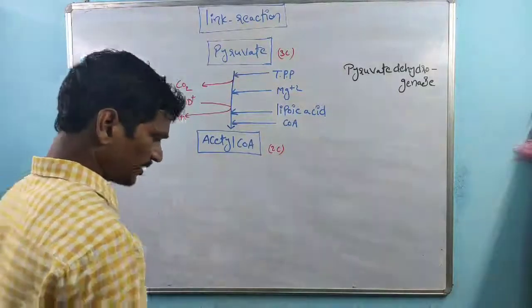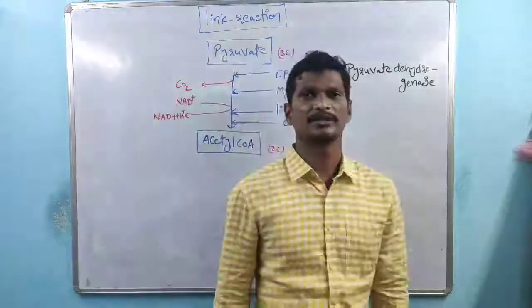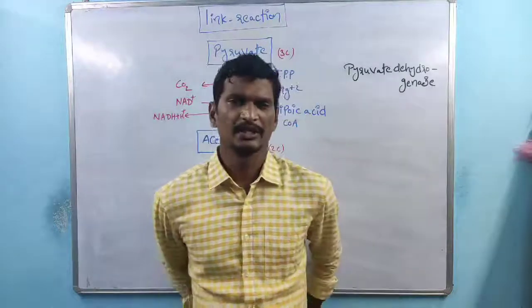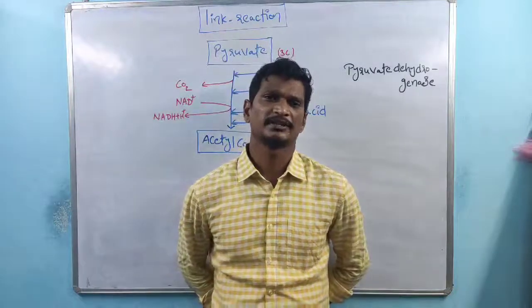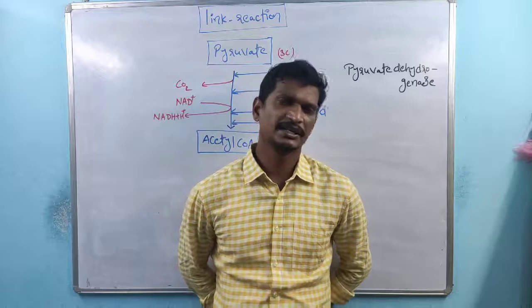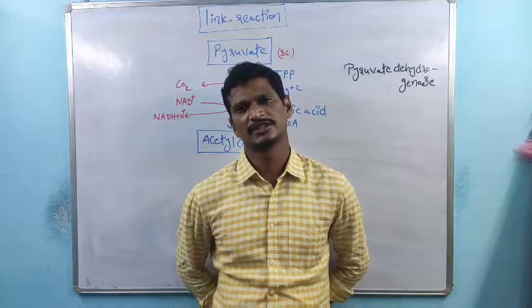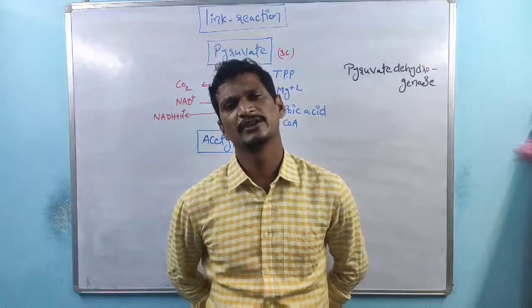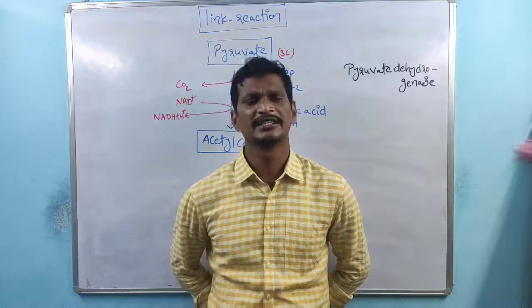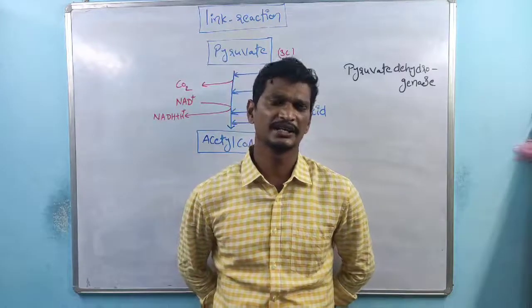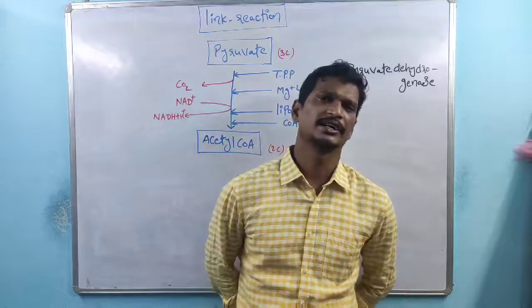Hi students, in the last class we discussed the glycolysis pathway, right? That glycolysis pathway is connected with the link reaction. The link reaction is connected to the TCA cycle. So what I am telling is, between glycolysis and the TCA cycle, there is a connecting reaction. The connecting reaction is called the link reaction.